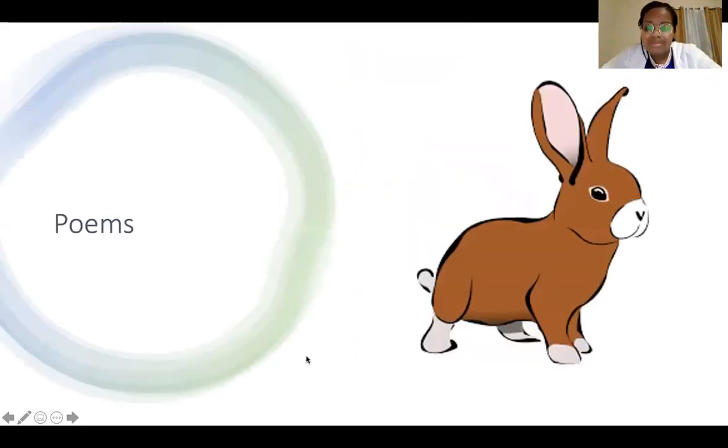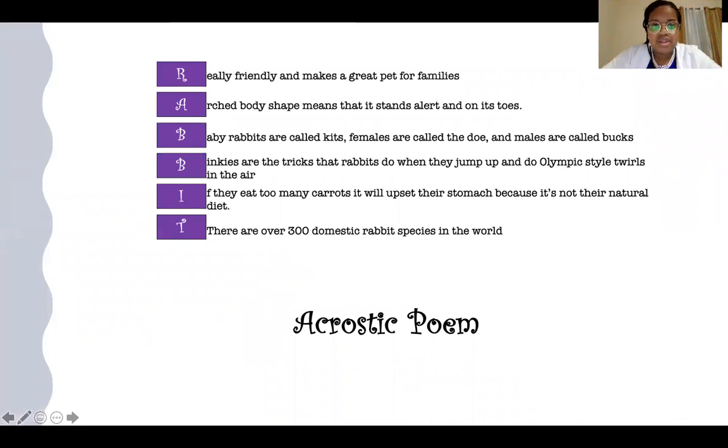So here are my poems, and I put a cute little tan rabbit right there. So let me move this. So my acrostic poem, I use the word rabbit. So R is for really friendly and makes a great pet for families because they are really friendly and they're usually pets. You don't usually see tan rabbits in the wild. They're usually bred for things like that.